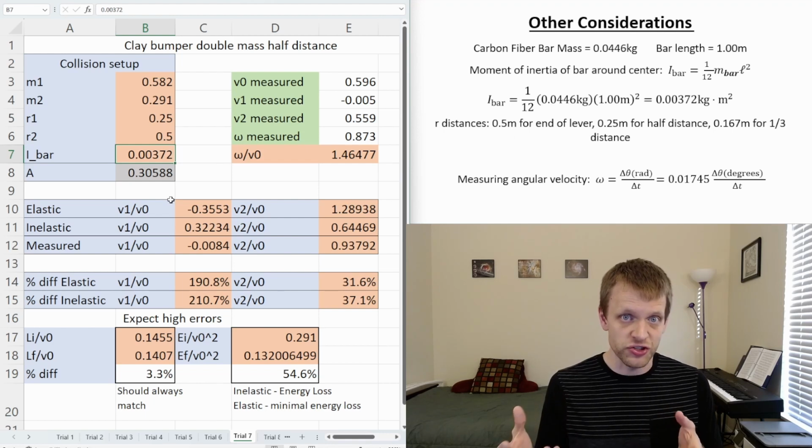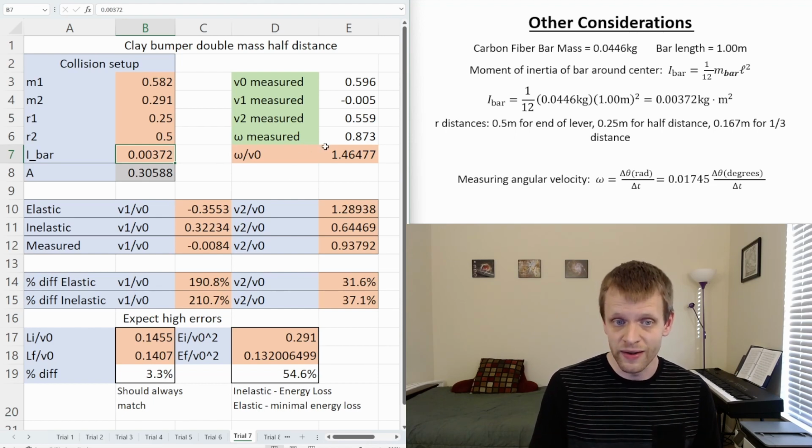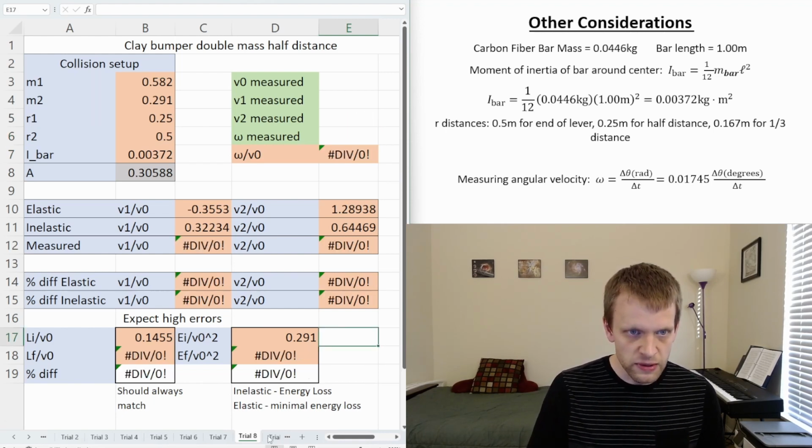We could redo this experiment with other bars or other objects with larger moments of inertia, and this would be another way that we could test out some of these ideas with conservation of angular momentum. But let's look at trial 8.